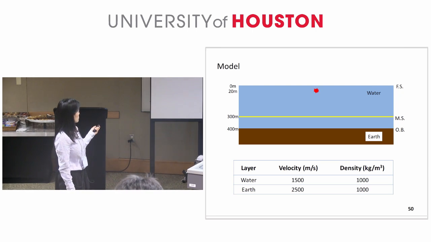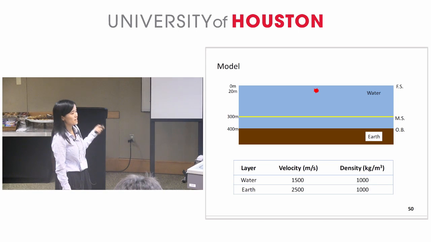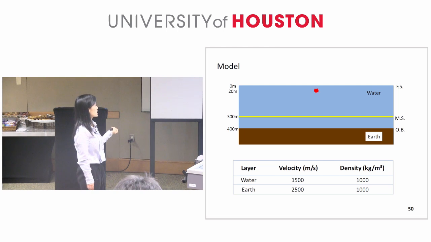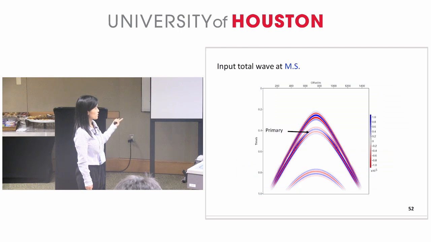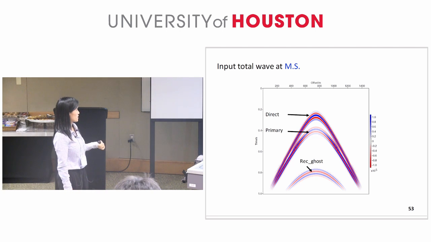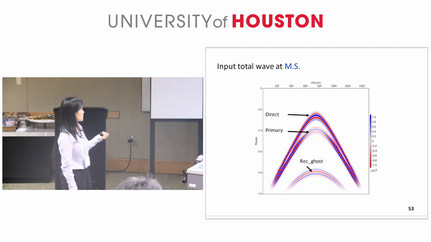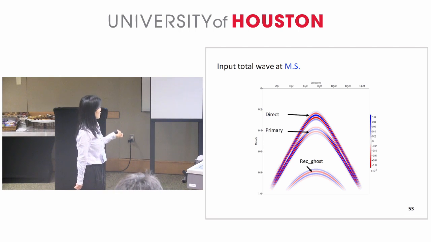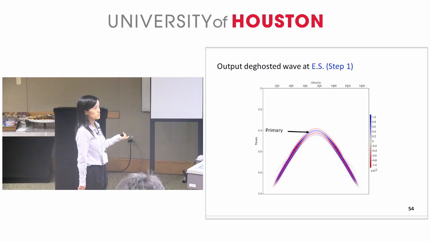So just for one numerical test, we put the cable at 300 meters below, and first step, we predict the deghosted data at a depth 20 meters above the actual cable. And then the second step, we predict the deghosted data right on the cable. And with this model, we have the total wave field here along the acquisition cable. You can see this is the primary, which is moving up. You have the direct wave and the receiver side ghost, which is moving down. And for all these three events, there are source side ghosts.